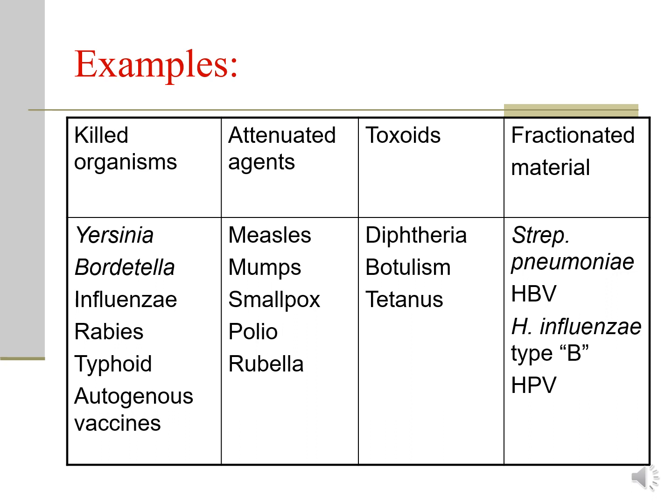And then finally, in the fourth column, you can see we have vaccines that are made from fractionated material, or vaccines that are made from parts of the original organism. Some examples would be Streptococcus pneumoniae, hepatitis B virus, Haemophilus influenza type B, and also HPV, which is the human papillomavirus vaccine.